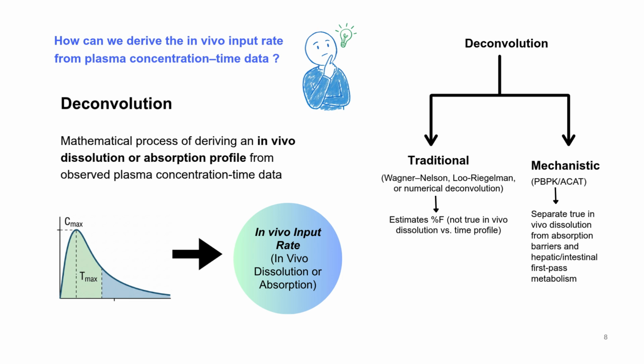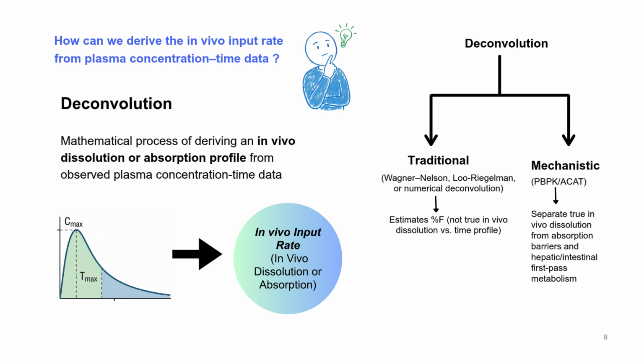To establish a two-stage IVIVC, the first question is how can we derive the in vivo input rate from plasma concentration time data? This starts with deconvolution. Deconvolution is the mathematical process of deriving an in vivo dissolution or absorption profile from the observed plasma concentration time data. To do so, we have traditional and mechanistic deconvolution methods that differ in how they separate drug input from body disposition effects.